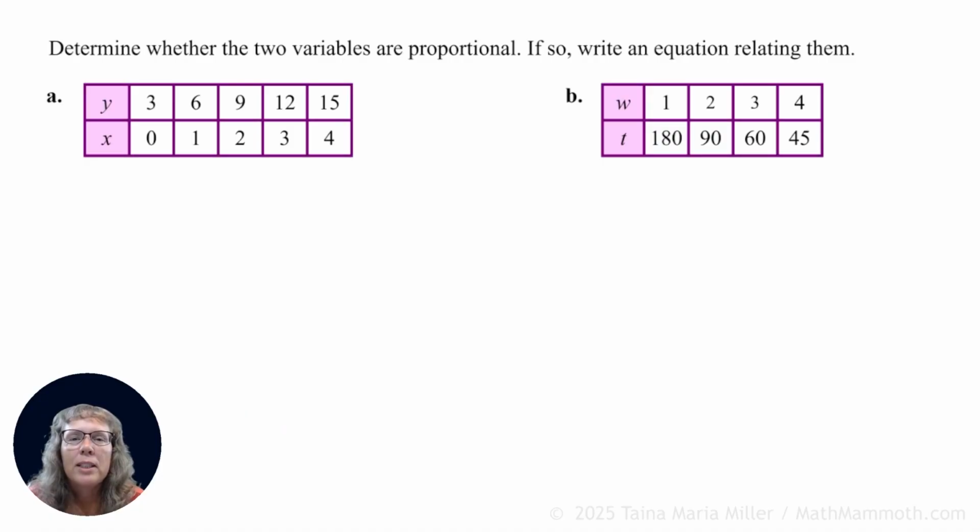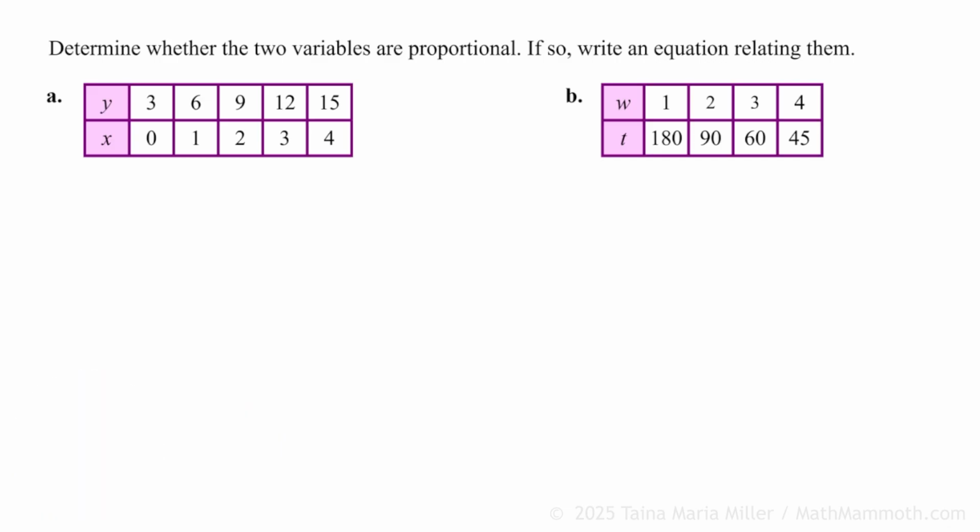All right, here's now two relationships between variables. Determine if they show a proportional relationship. In the first one, we see the x values go by 1s. 0, 1, 2, 3, 4. The y values go by 3s. 3, 6, 9, 12, 15. That's a nice pattern. Is it a proportional relationship?